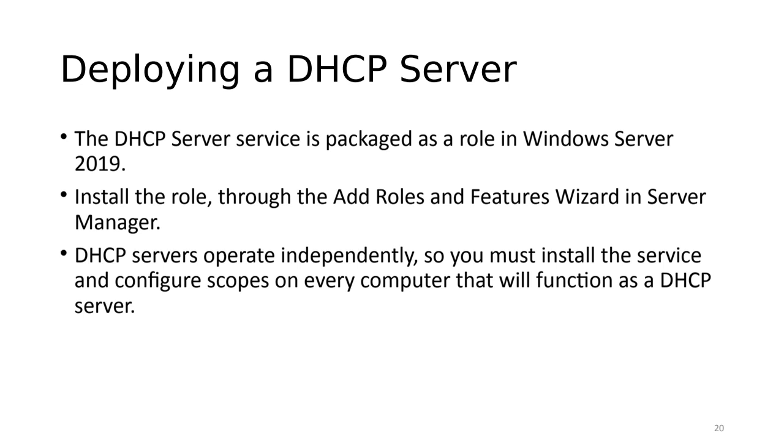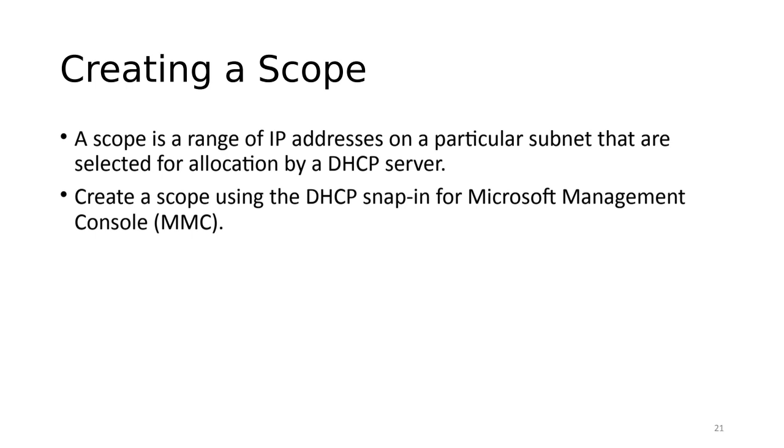Then you configure the scope. Scope is the pool, okay? So the scope is a range of IP addresses on a particular subnet. So on the server, I could have more than one scope because I have different subnets, okay? So you create a scope using the DHCP snap-in for Microsoft Management Console, MMC. This is how we install it in the lab, inshallah, when we do the lab.